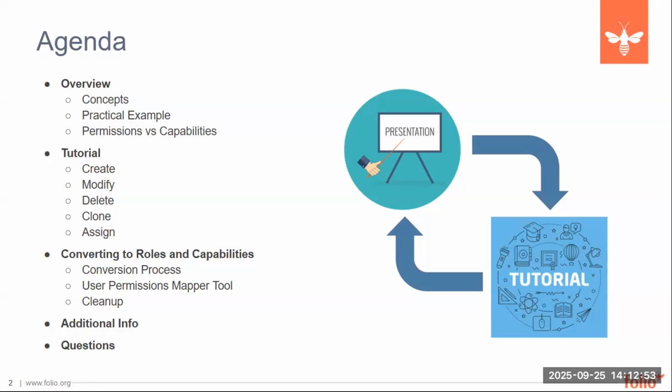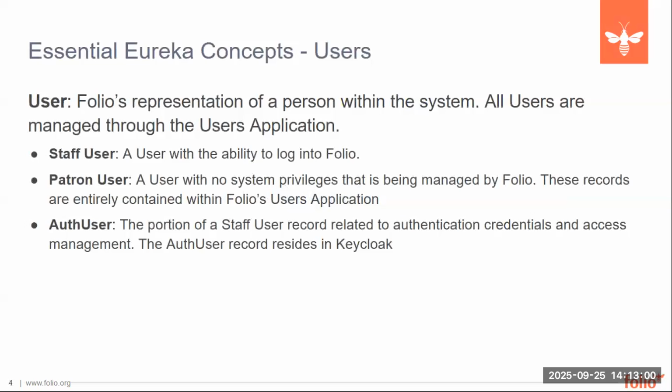So let's get started. The first part of this is the overview. There are some essential terms that most of you probably already know, but it's important to define. The first concept is user. I'm sure you're all familiar with the fact that the user object in Folio is a representation of a person within the system, and all users are managed in the Users application. That's true in legacy Okapi-based Folio, and it's still true in new Eureka Folio.